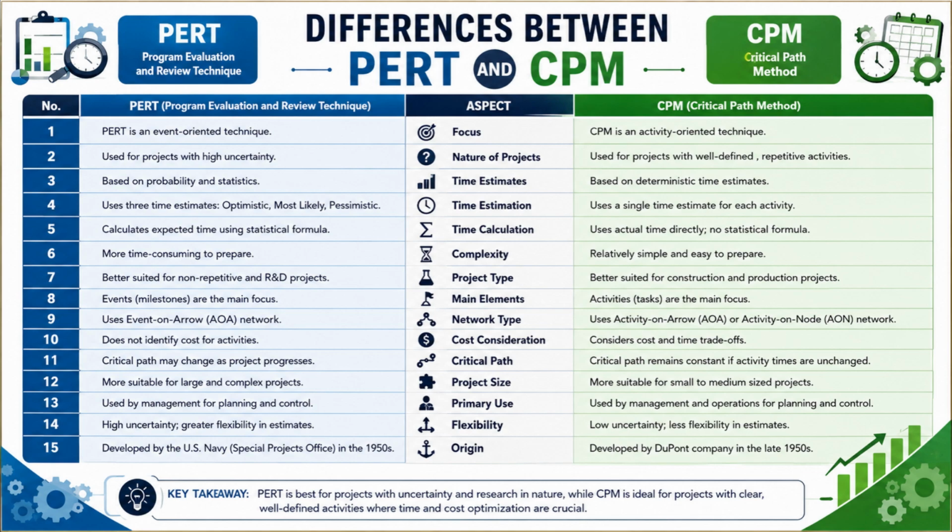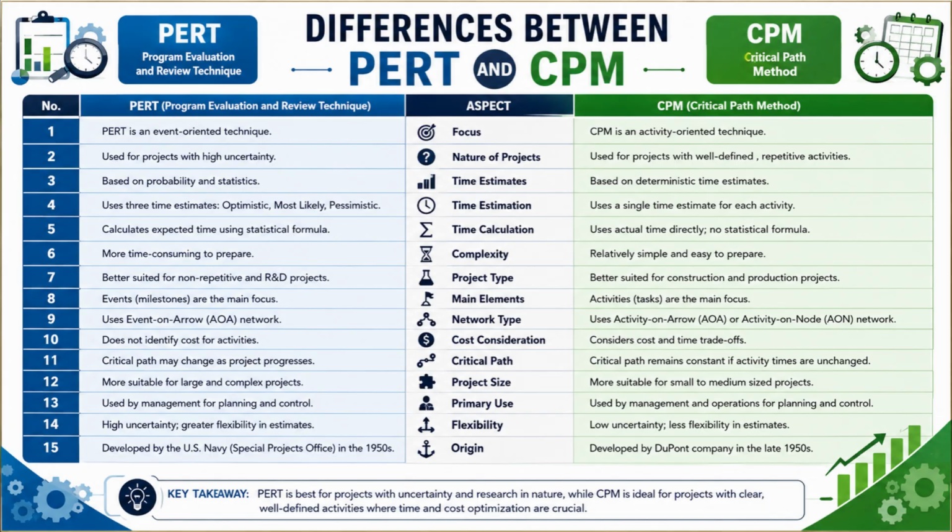In this video, we will discuss the differences between PERT and CPM. Both PERT, which stands for Program Evaluation and Review Technique, and CPM, which stands for Critical Path Method, are important project management tools used for planning, scheduling, and controlling projects. Although they appear similar, they differ in their approach, application, and methodology. Let us explore the major differences between PERT and CPM.